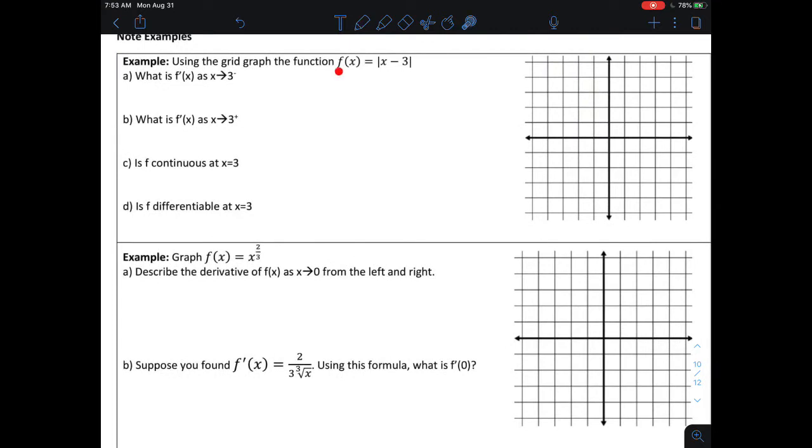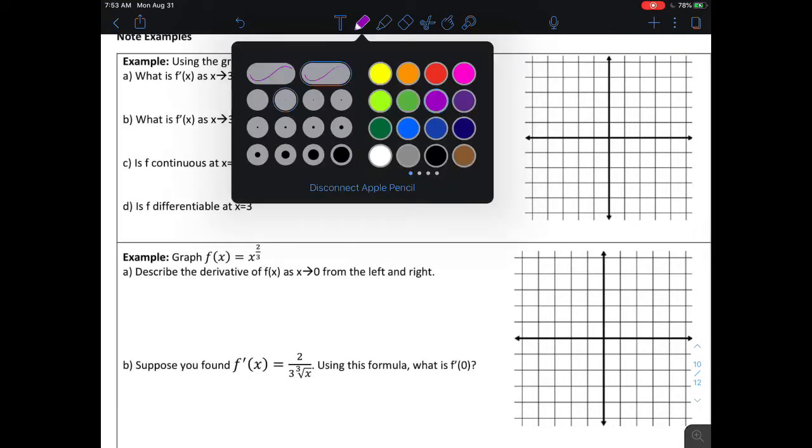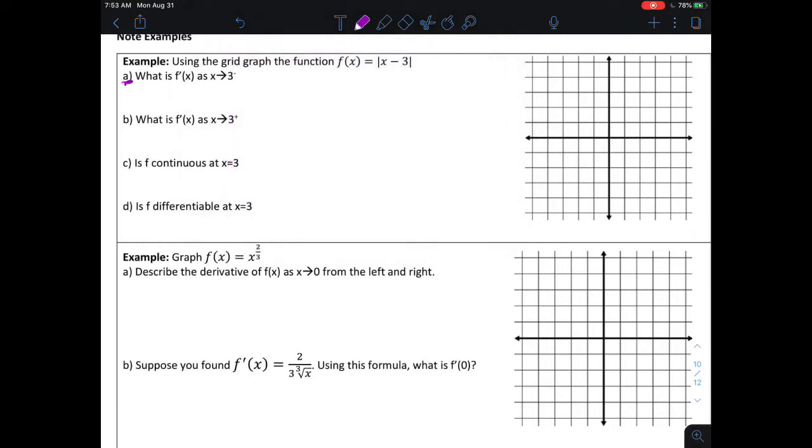I'm given a function here. I'm given the function the absolute value of x minus 3, and I want to graph it, and I want to answer these questions off to the left-hand side. So for part A, what is the derivative of f as x approaches 3 from the left? Well, let's graph the f of x function.